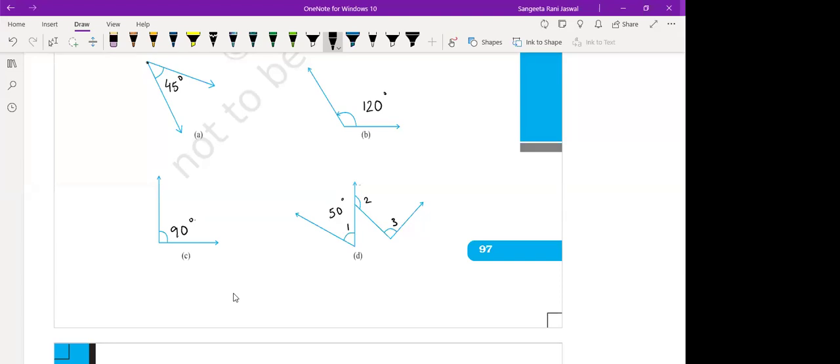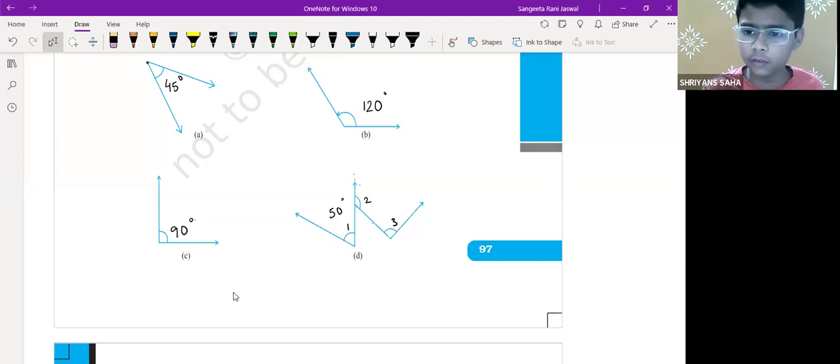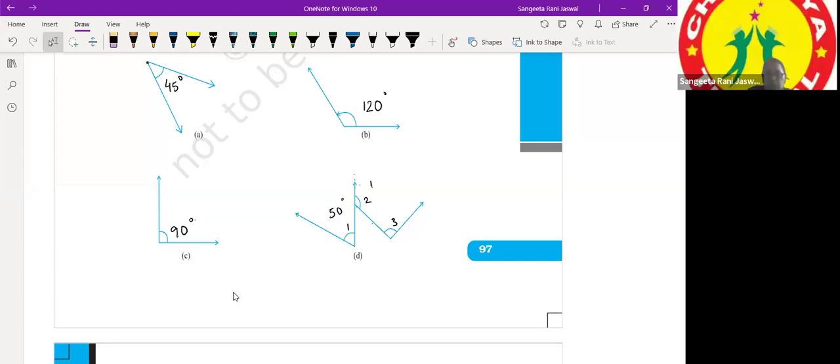Okay. No, beta, this is an obtuse angle. Yes, you can see, ma'am, this line and this line. It's making an obtuse angle, so it has to be greater than 90 only. Ma'am, it's 130 degrees. Sorry. 130 degrees? Yes, ma'am. Okay.